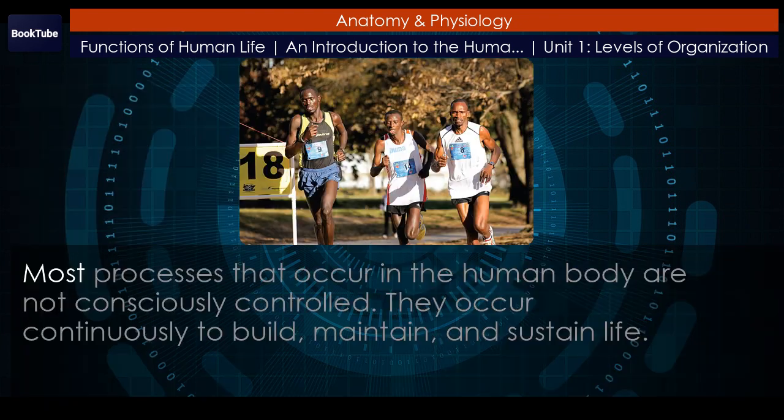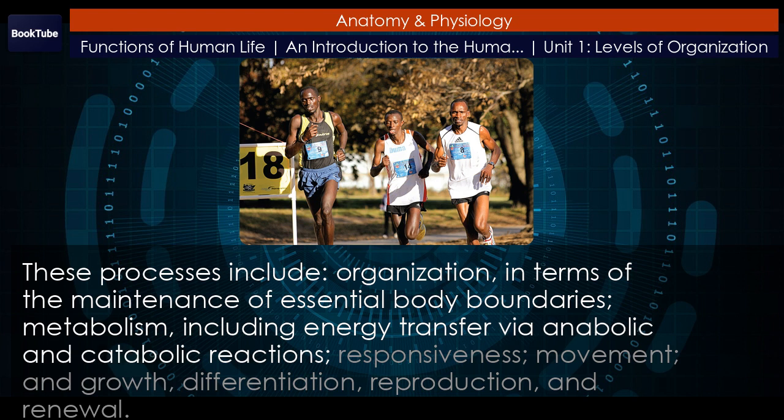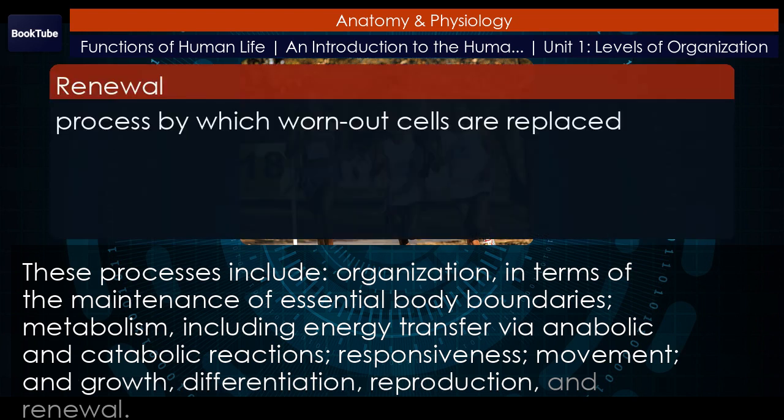Chapter Review. Most processes that occur in the human body are not consciously controlled. They occur continuously to build, maintain, and sustain life. These processes include organization, in terms of the maintenance of essential body boundaries; metabolism, including energy transfer via anabolic and catabolic reactions; responsiveness, movement, and growth; differentiation, reproduction, and renewal.